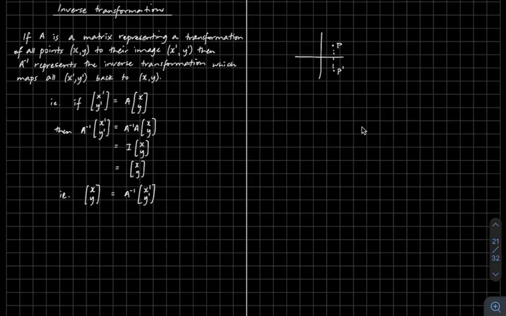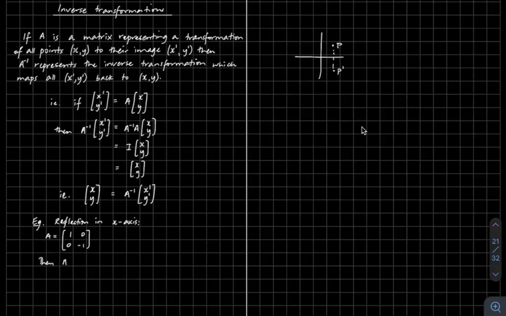So let's consider reflection in the x-axis. I'd say the matrix that produces that, well, we know that point 1, 0 doesn't change. The point 0, 1 goes to 0, negative 1. So that was our matrix for reflection in the x-axis.